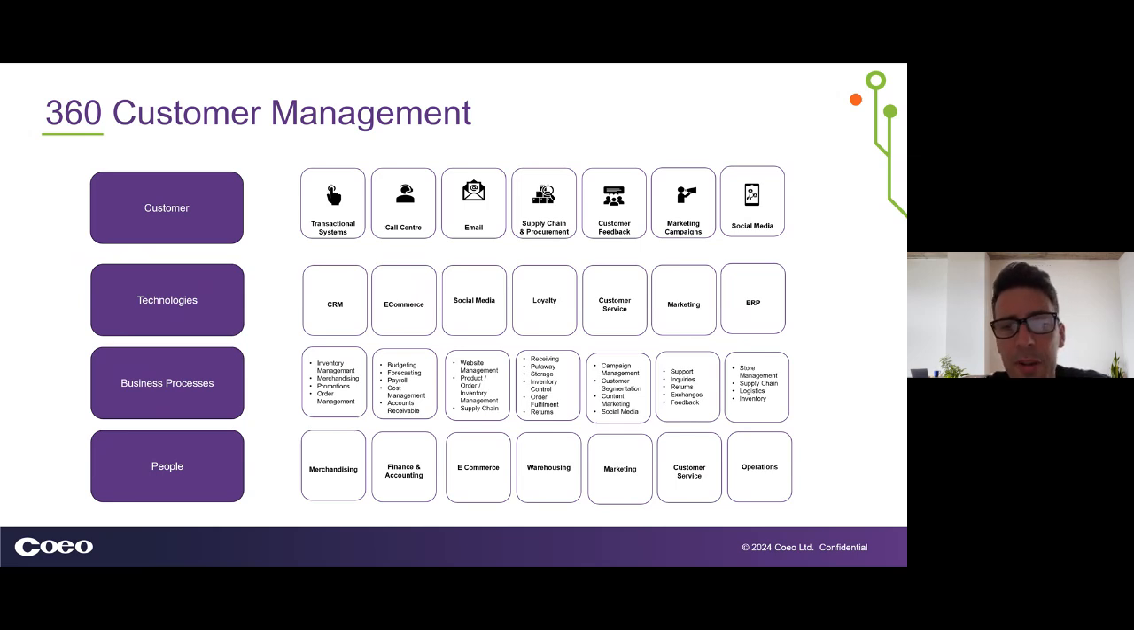But underneath, we've got business processes. So merchandising might want to know about inventory management, making sure we've got enough stock. If we're running promotions, when are we running promotions? In terms of the demand, so we can start to forecast, predict, and have the right stock for when we need it.